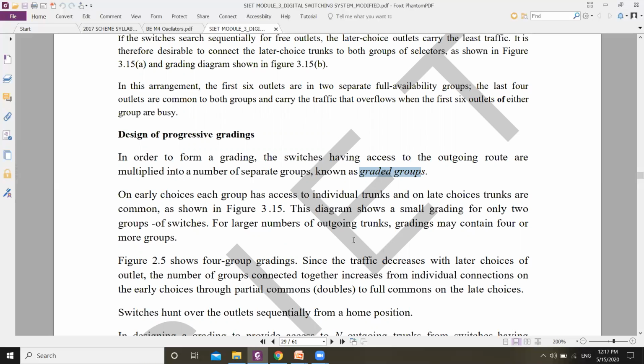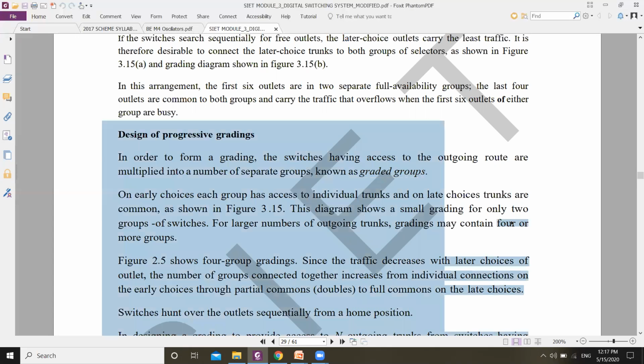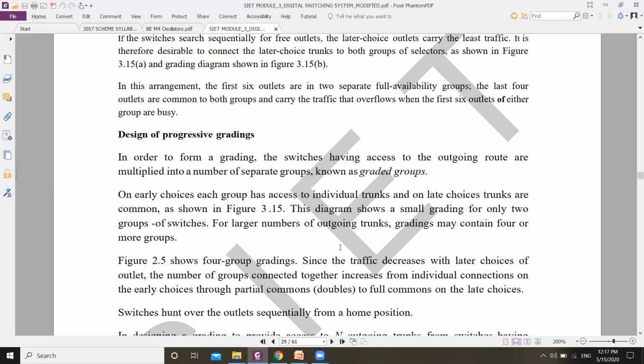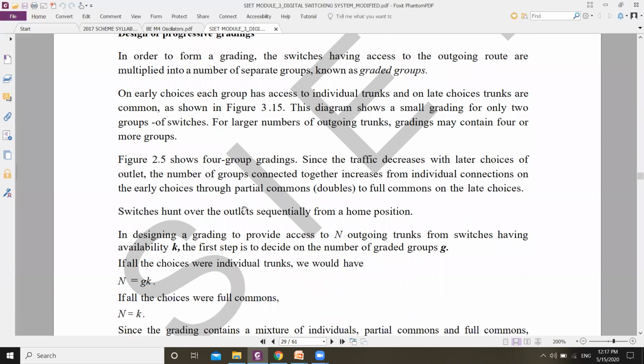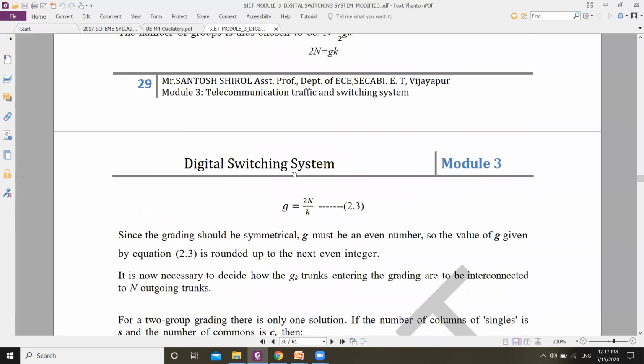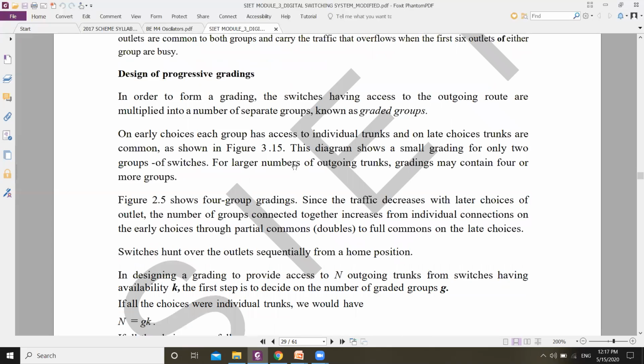For a larger number of outgoing trunks, gradings may contain 4 or more groups. Here we have done a grading for two groups. Now if you have a large number of trunks, the gradings may vary from 2 to 4 or even more groups. Figure 2.5 shows the 4 group grading, which we will be seeing over here.